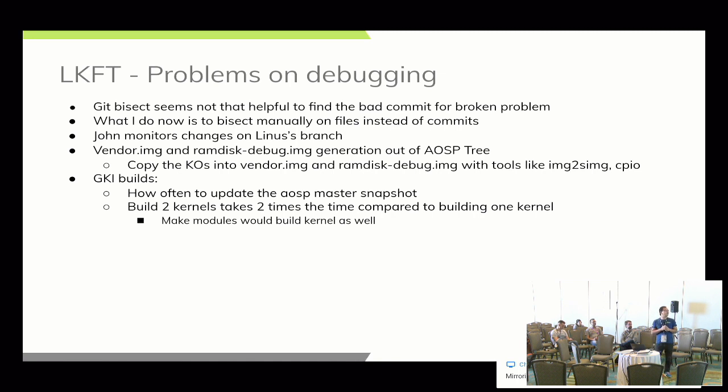Another problem is how to generate the vendor image and the RAM disk image with the kernel modules out of the AOSP tree. Now we just copy to the image files with tools like simg2img, sparse image and CPIO tools.